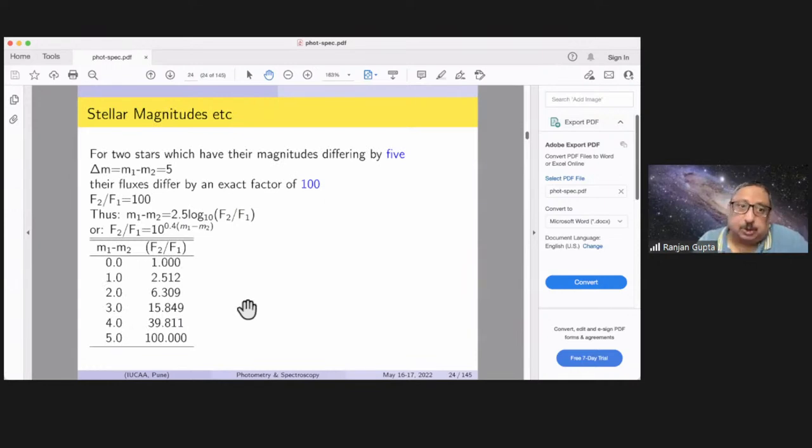This is a table which shows that if two stars of the same magnitude, the same brightness, and their light coming out, let's say it varies by a factor of 100. So if the magnitude difference is 0, it is 1. And if it is 5, it is 100. This can be represented by this simple log formula. This is where the log effect comes for the humanized thing. You can reverse this F2 by F1 into this. Okay, so we are still at apparent magnitude. We have not really talked about the absolute magnitude.